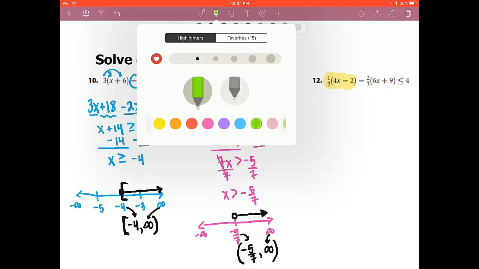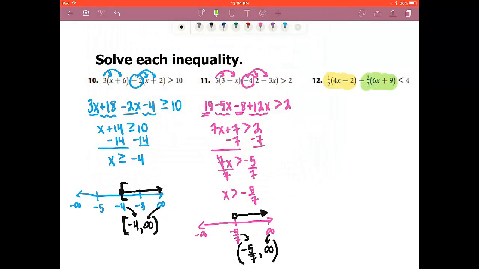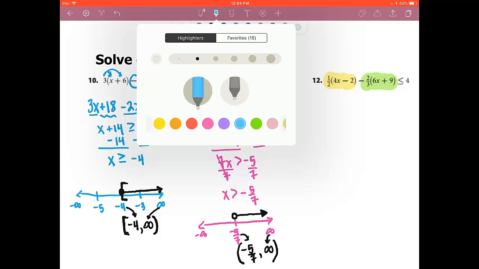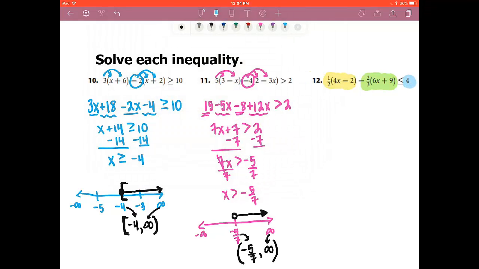This is a great example because I have fractions that I want to get rid of before I do the problem. So I'm going to count the number of terms. I have 3 terms in this inequality. I'm going to multiply each term by 6. 6 divided by 2 is 3. 3 times 1 is 3. 6 divided by 3 is 2. -2 times 2 is -4. And then 4 times 6 is 24.